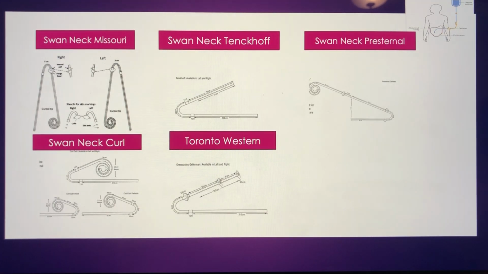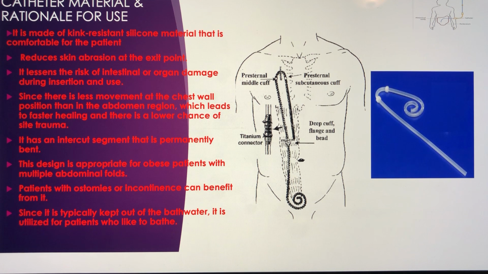These are the different kinds of Swan neck catheter. It is available in Missouri, thin cuff, peritoneal, curl, and also Toronto Western. The catheter material is kink-resistant silicone that is comfortable for the patient.